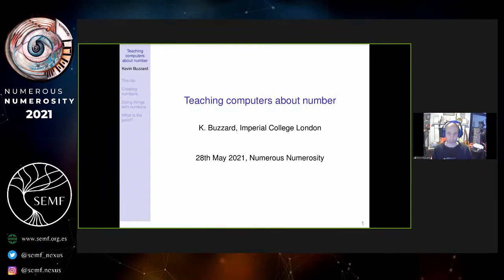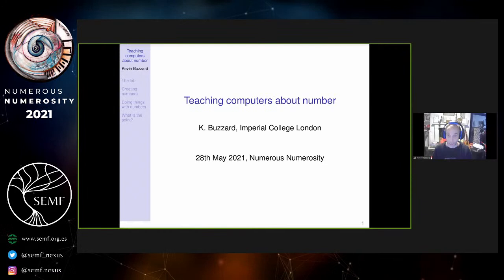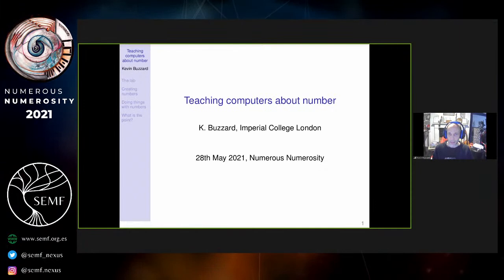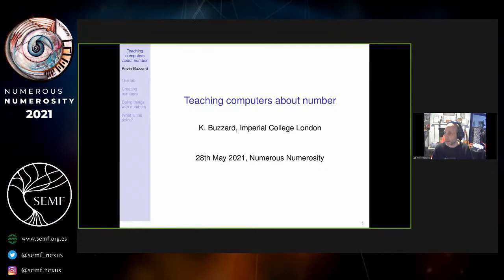Sorry, Kevin, if you advance the screen, it hasn't changed. We still see your title page. Oh, really? Yes. I'm really glad you told me that, because I showed you an interactive theorem prover. Right. Well, my screen sharing is paused. You're absolutely right.